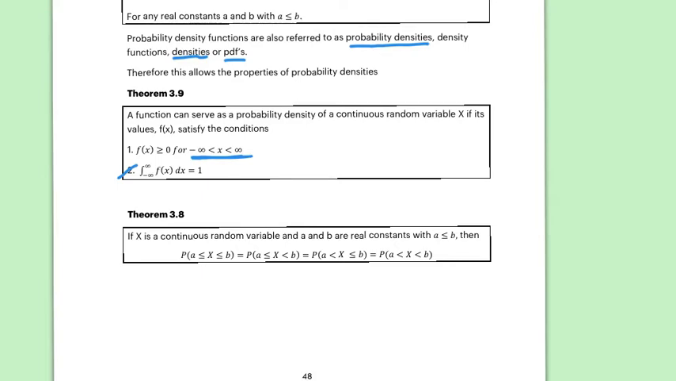The next theorem: if X is a continuous random variable and a and b are real constants, then notice the inequality symbols, whether less than or equal, or less than. This is also the same. There are no differences between these symbols.